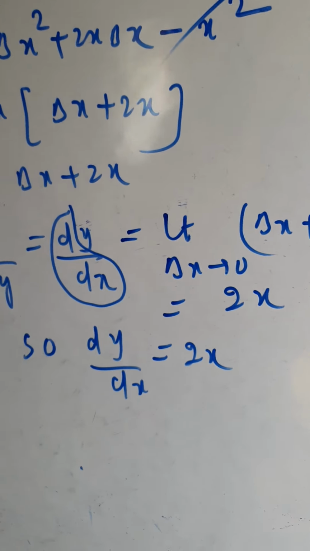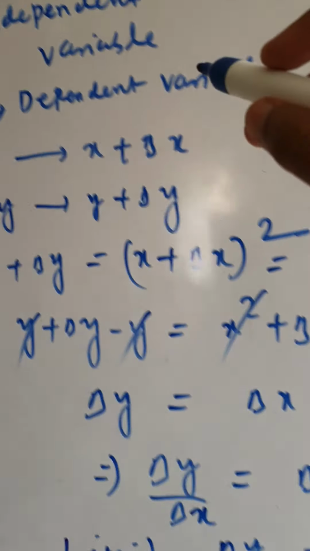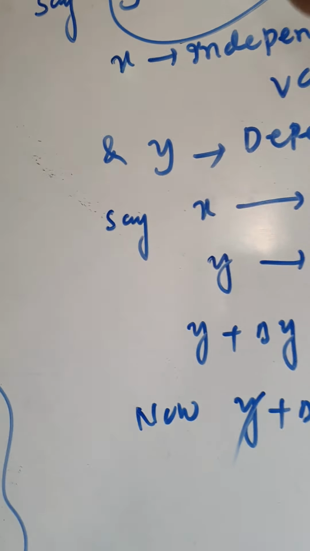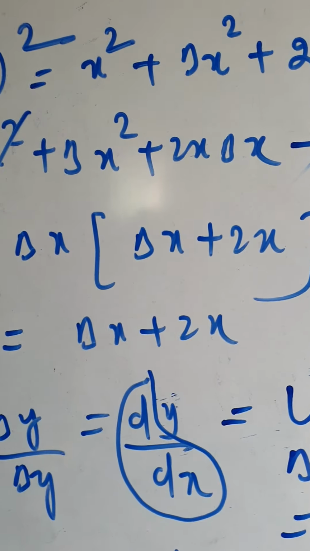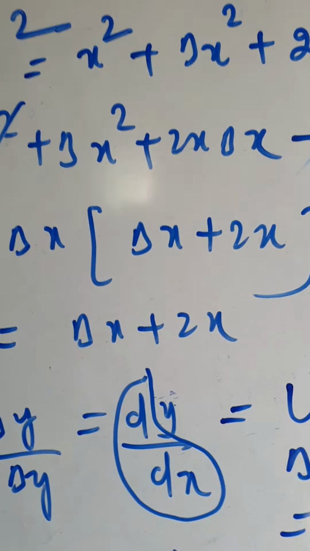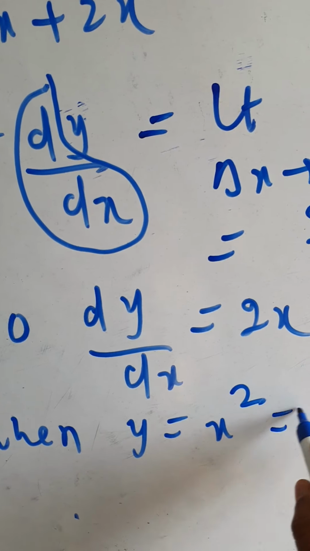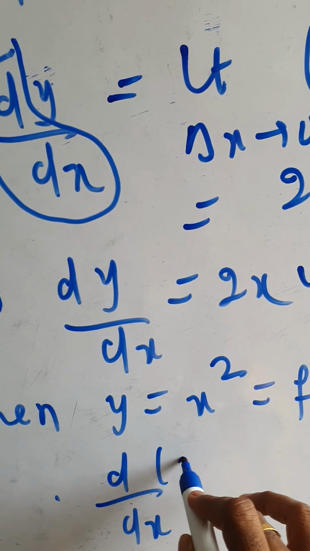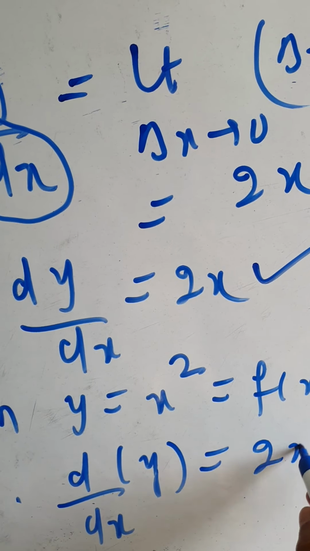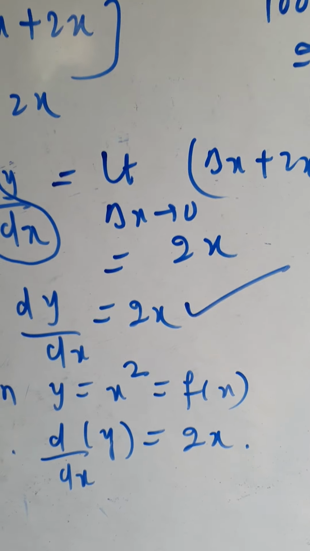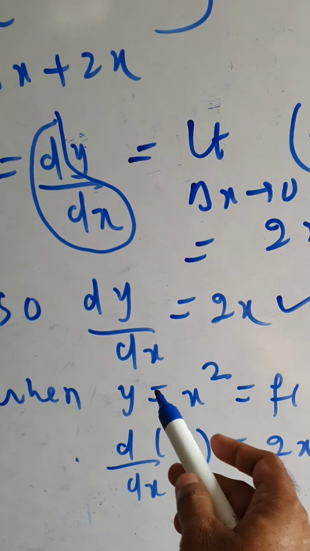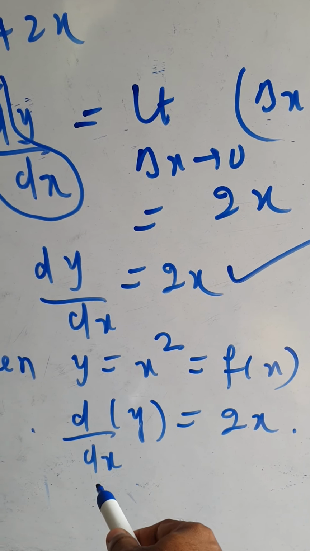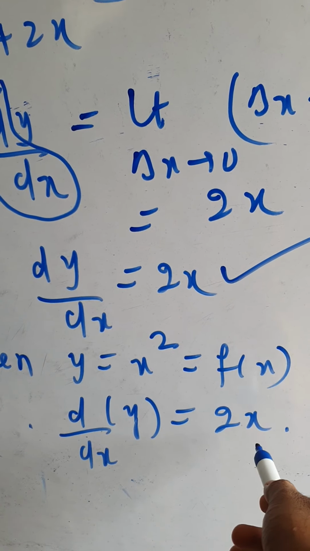You will get dy by dx is 2x. You started with y is equal to x square, and now dy by dx is 2x. What do you mean by that? When y is equal to a function of x, y is equal to x square, then when the differential operator operates on this y, this will give 2x. Yes or no? y is equal to x square, a function of x. When the differential operator operates on the function y, it will give you 2x.